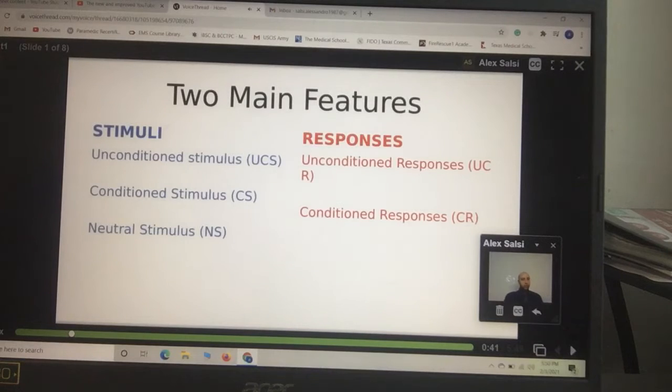There are two main features associated with classical conditioning: stimuli and responses. They are furthermore broken down into unconditioned and conditioned stimuli and responses, as well as a neutral stimulus. I'm going to explain in detail in the next slide.